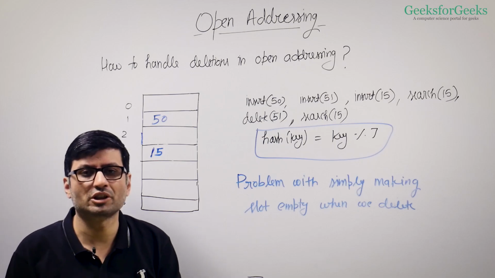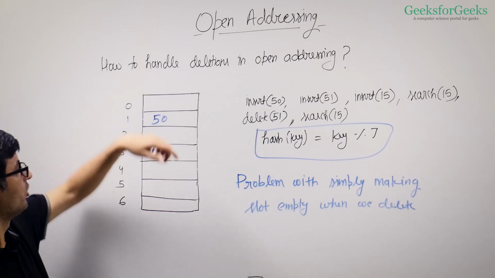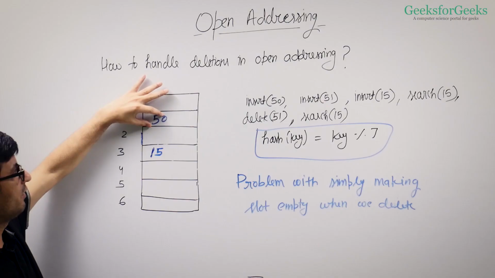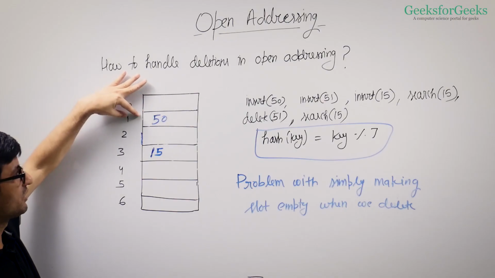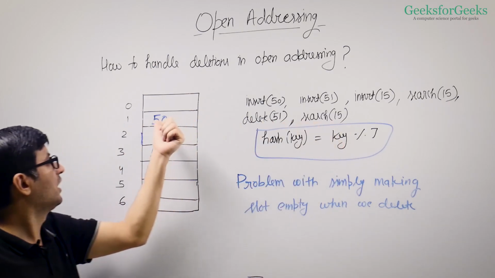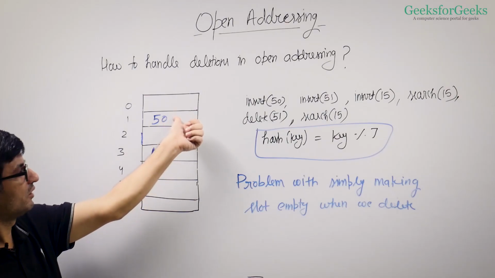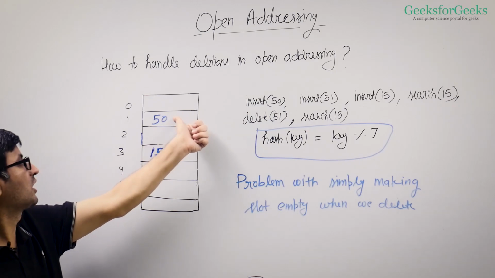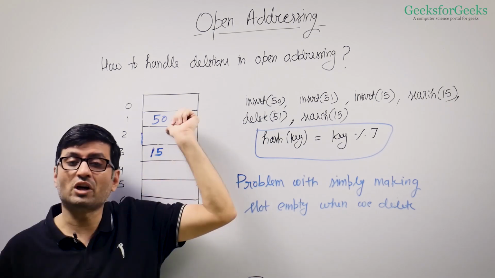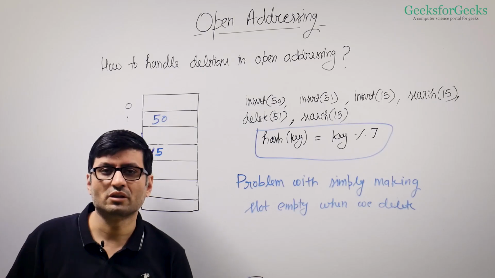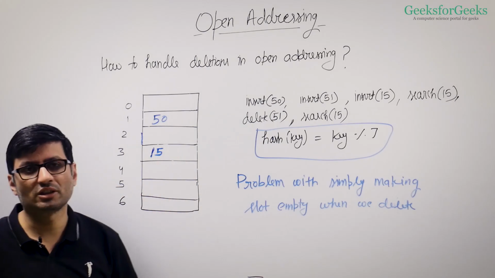Now what will happen when you search for 15? You will compute the hash function, and you will find the index value as 1. So you computed the hash function, you found the value 1, and you started searching from this slot. This does not match with 15, so you will come to the next slot. And now you encountered an empty slot. So when you encounter an empty slot, you say that 15 is not present. However, 15 is there in your hash table.